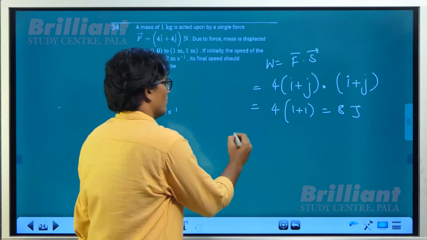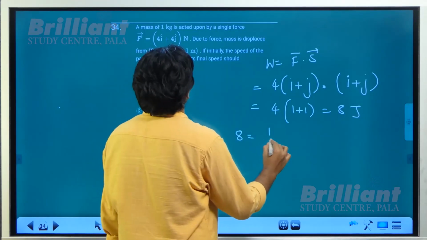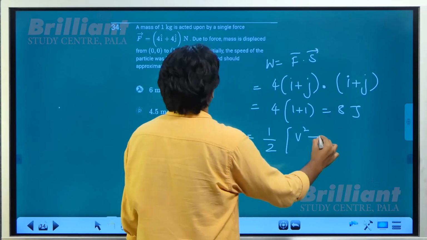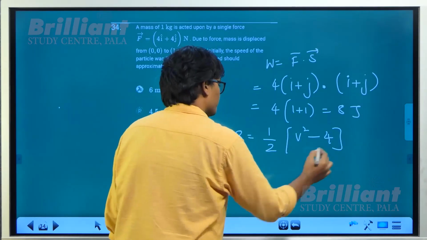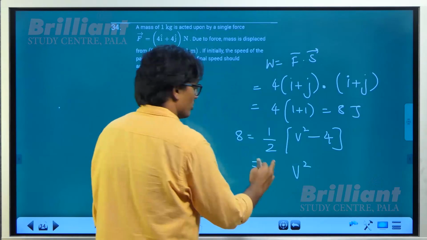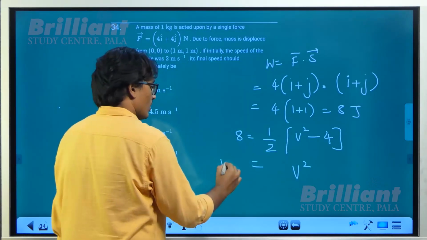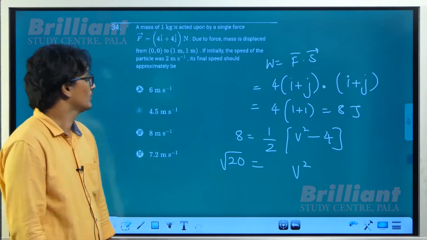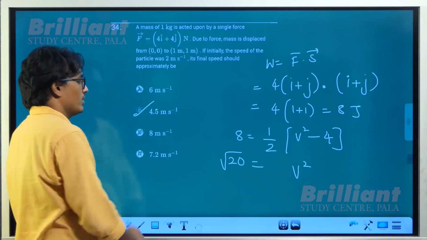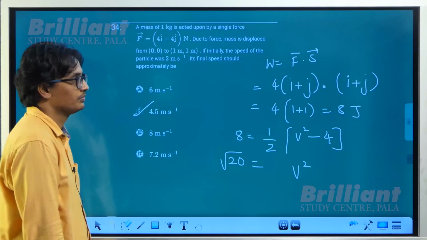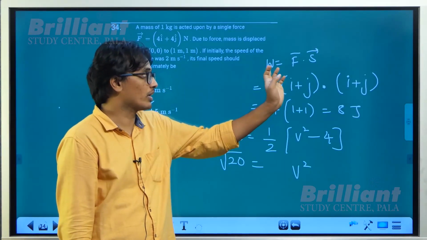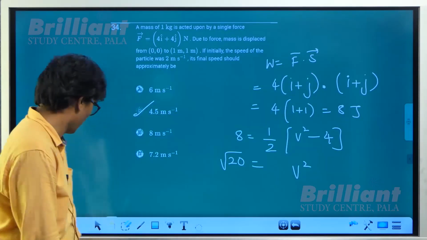So by the work energy theorem, work done is equal to change in kinetic energy, half m into final velocity square minus initial velocity square. So you'll get v square is equal to 20, so v is root 20. Root 20 is approximately 4.5. Force is constant, so work is F bar dot S bar.